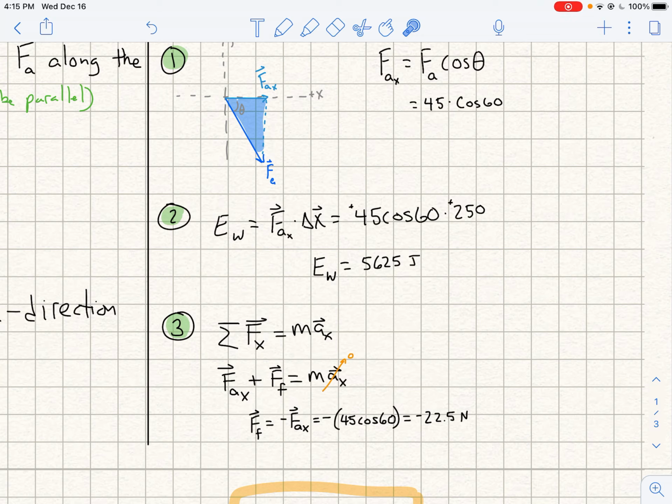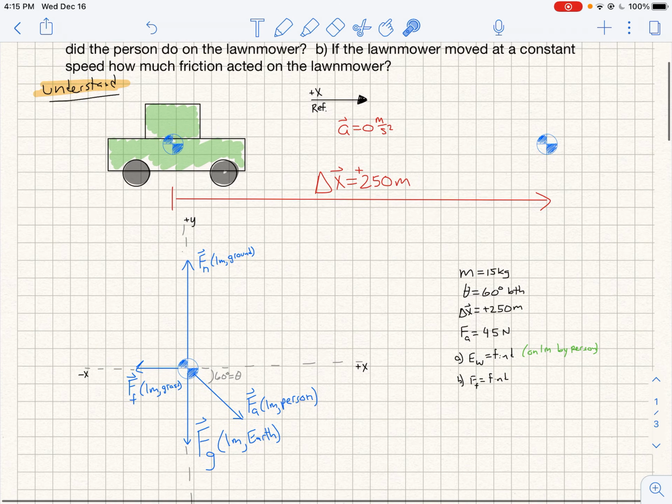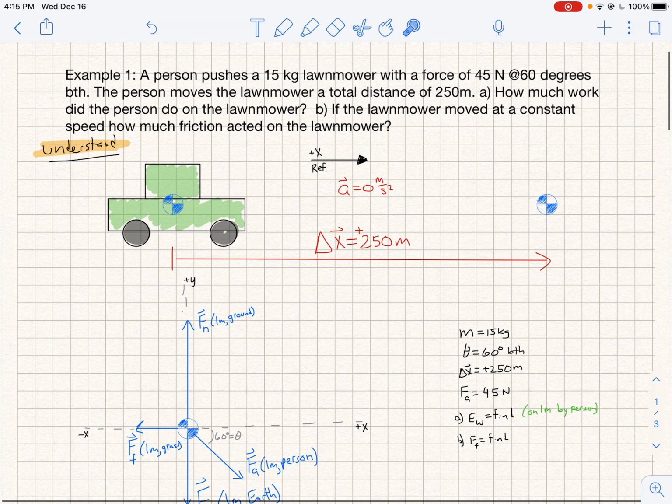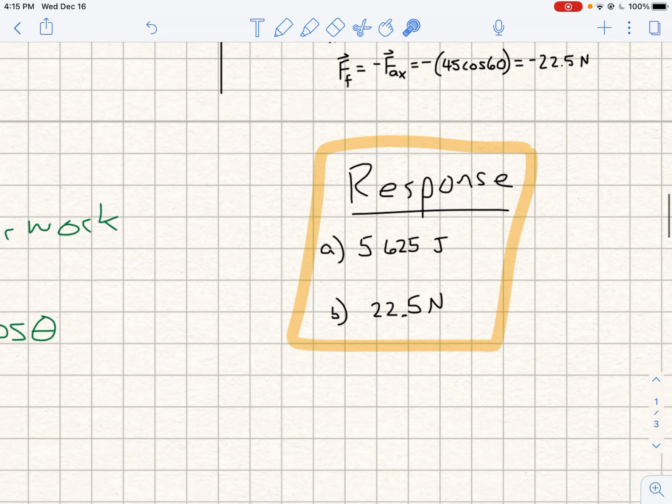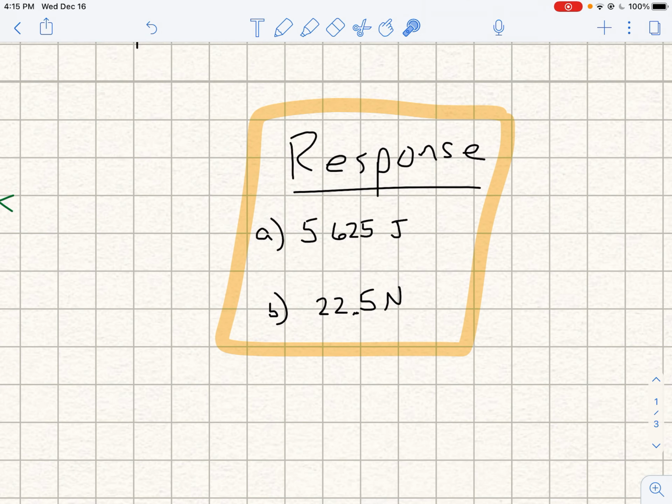Now the question specifically asks here, how much, which doesn't really ask about the direction at all. It's really more of a magnitude question. So I'll just ignore the direction part when I respond and get 22.5 newtons.